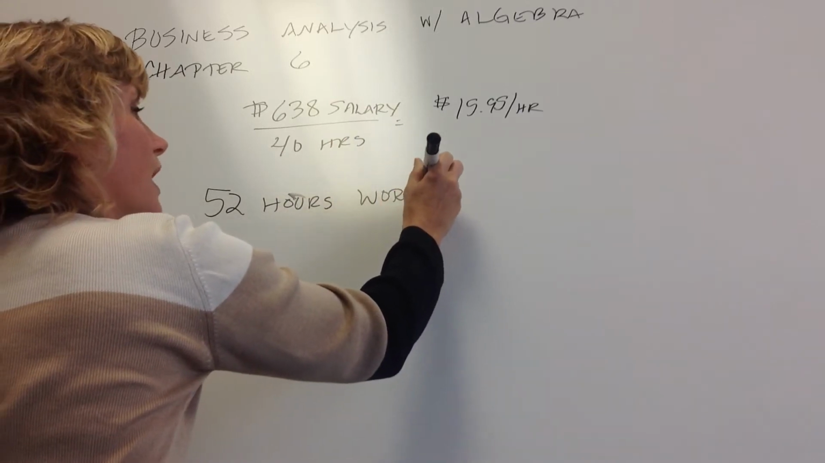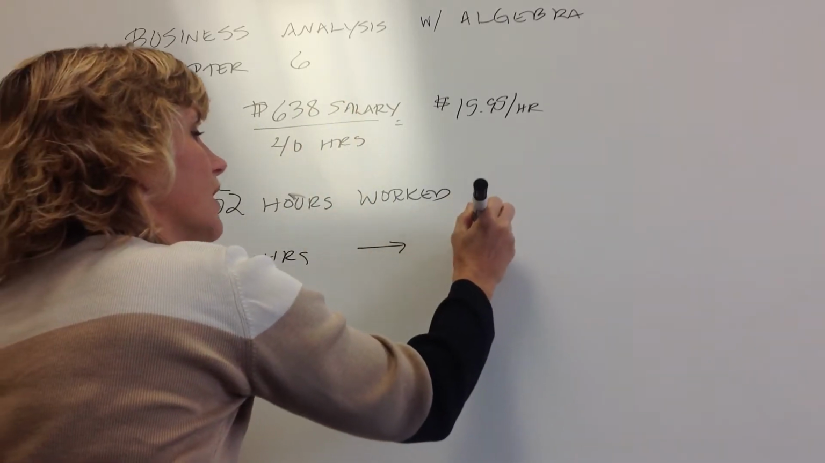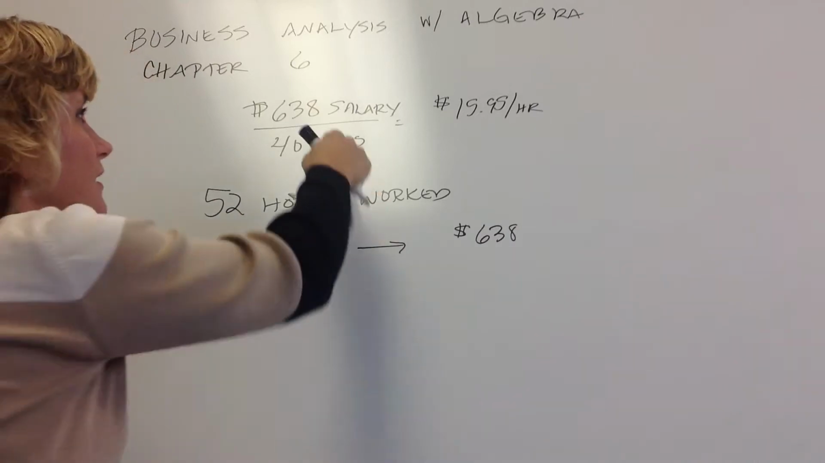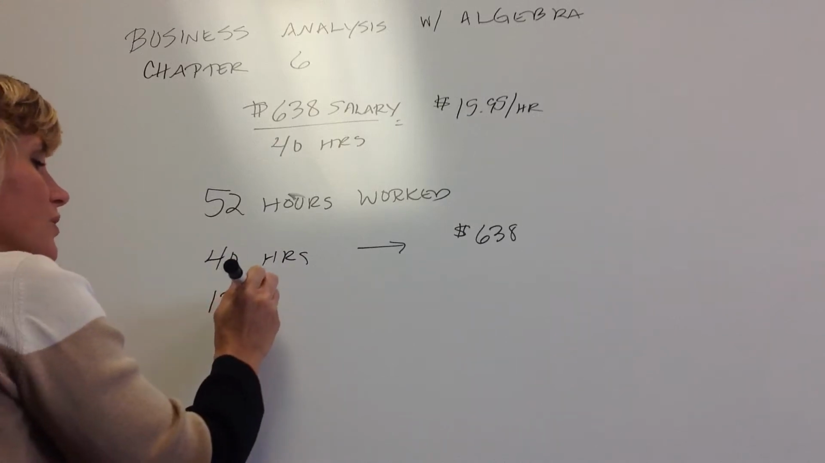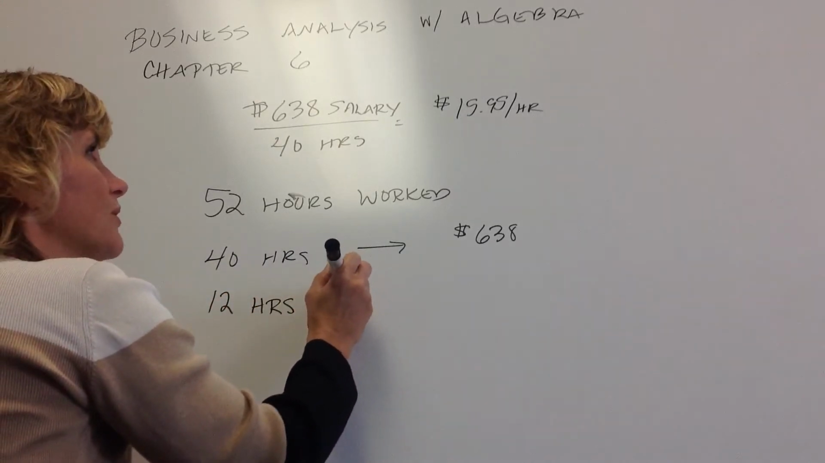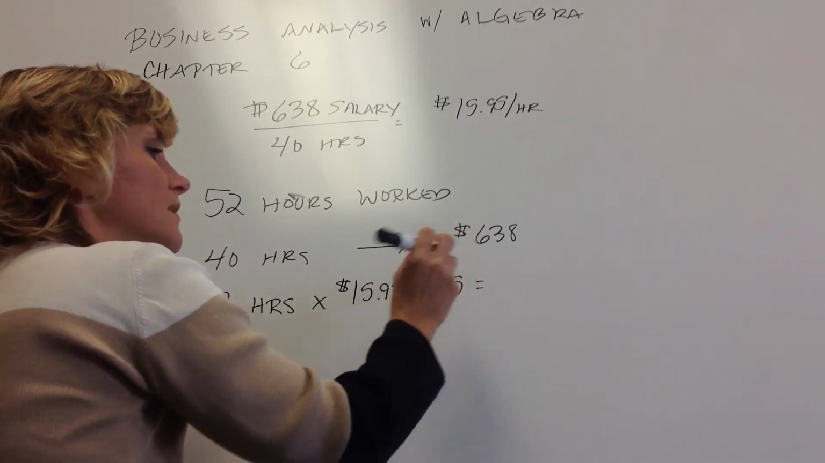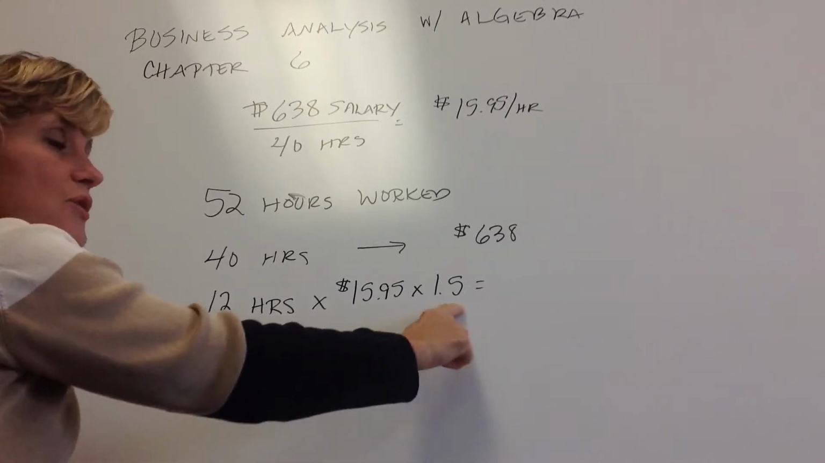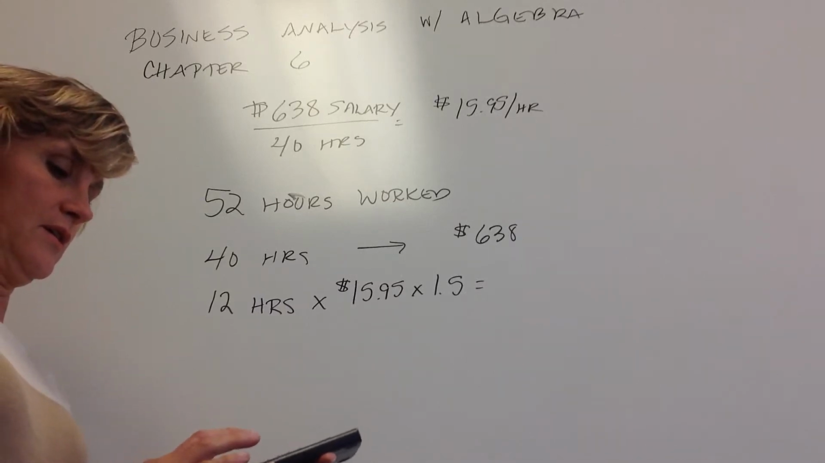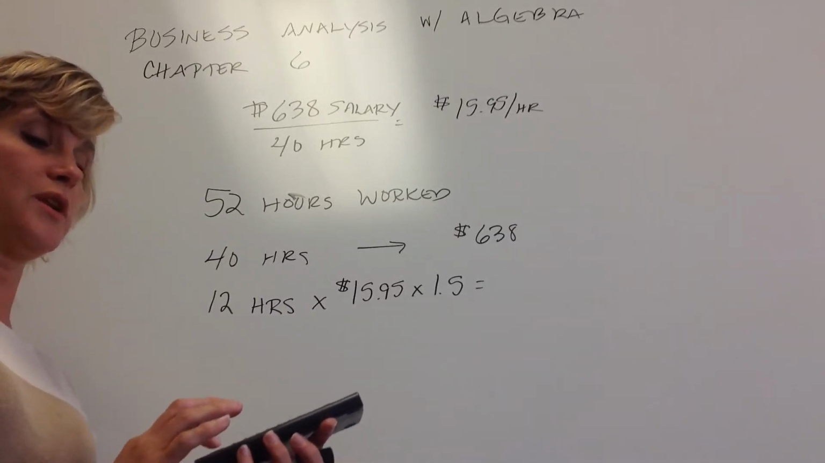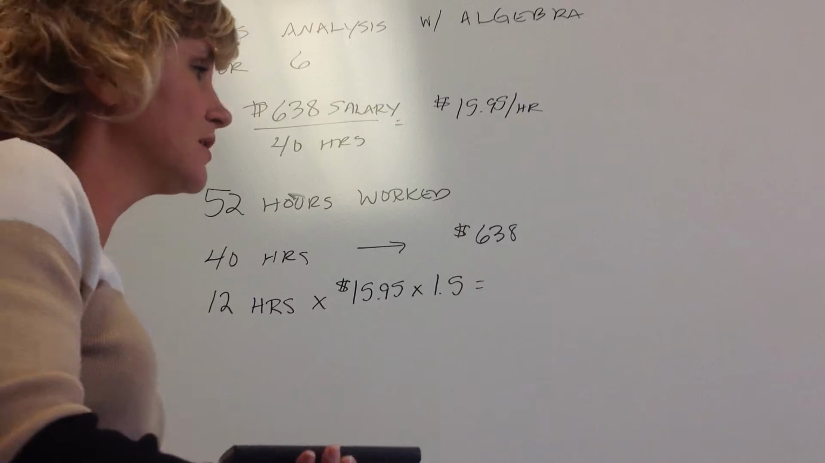So we know for the 40 hours, he's going to get paid his salary, the $638. So we don't have to recalculate that because we already know it. But for anything over the 40 hours, which in this case is going to be 12 hours, then he's going to get his hourly rate of $15.95 plus time and a half. So I just do it in one big straight line. So 12 hours times $15.95 times 1.5, we'll put it into the time and a half. That is going to give him $287.10.